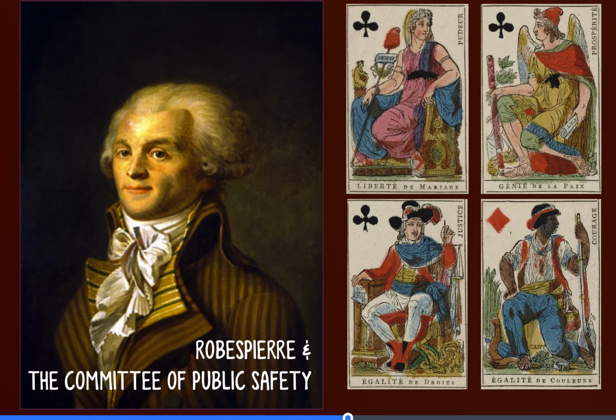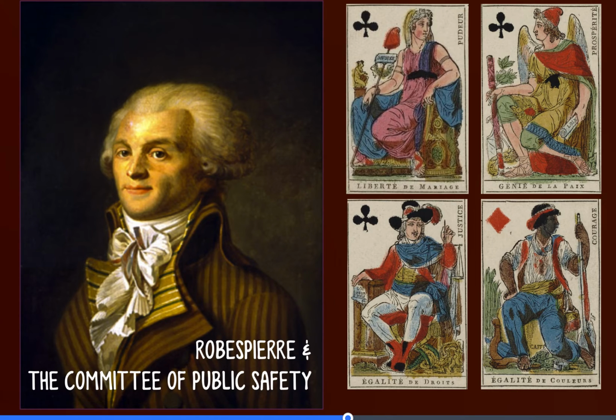The other example you have on your screen went so far as to get rid of old playing cards and create new decks of playing cards. If you think about your typical playing card, it's got kings and queens. That's no good. In the Republic, they want to get rid of everything that used to be associated with monarchy.